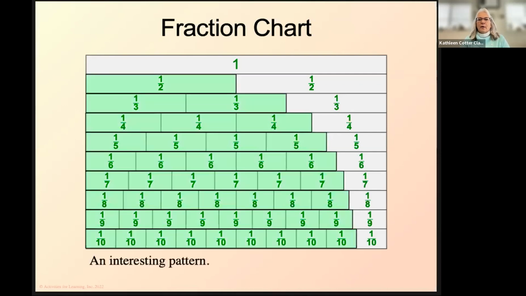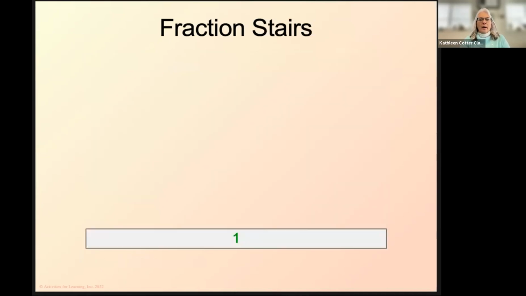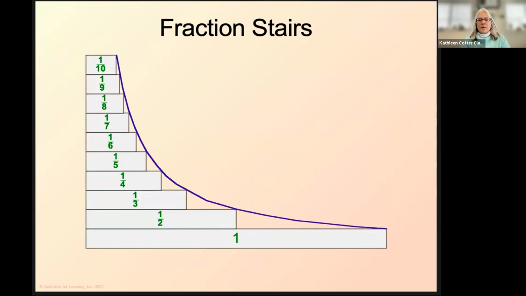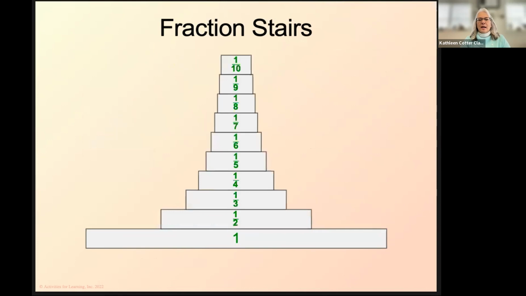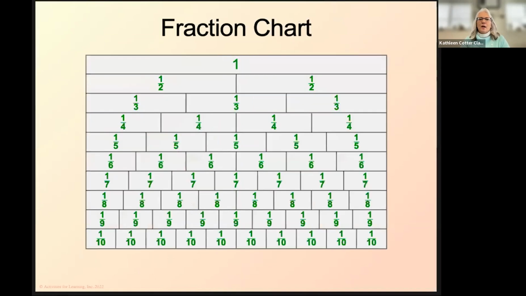Here's an interesting pattern. There are some really cool patterns in the fractions. We can make stairs out of it. I'm going to take my 1, the half, third, fourth, fifth, sixth, seventh, eighth, ninth, 10th. This curve is called a hyperbola. I can take it again, stack them up against, center them, and now I have 2 hyperbolas. Now, some of you are going, it's a what? It's kind of higher level math thinking, but it's the name of that curve. It's in the fractions. So here's my chart.